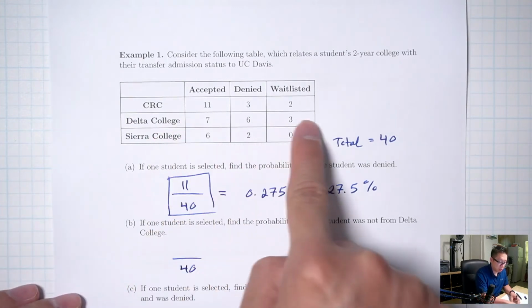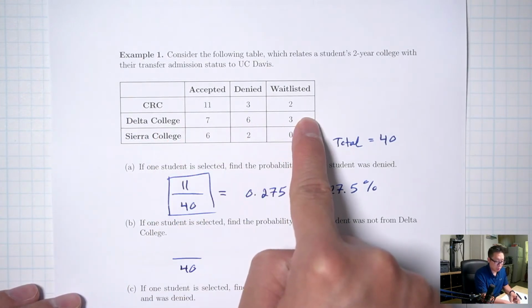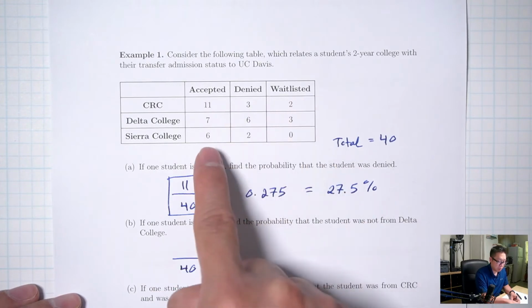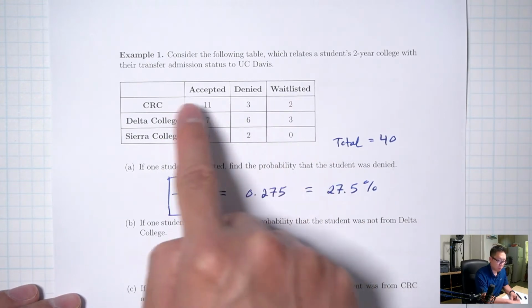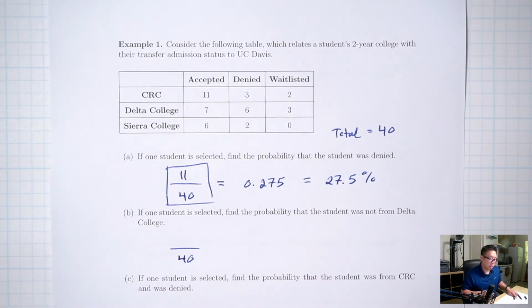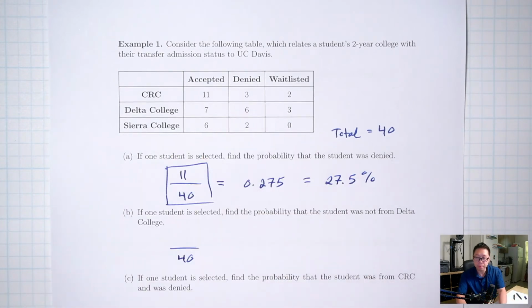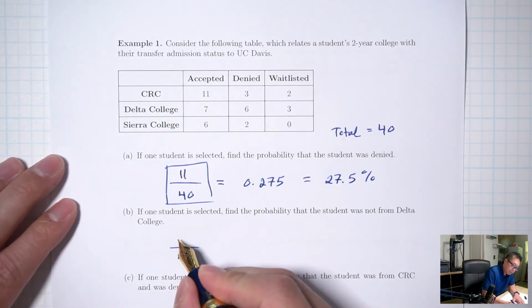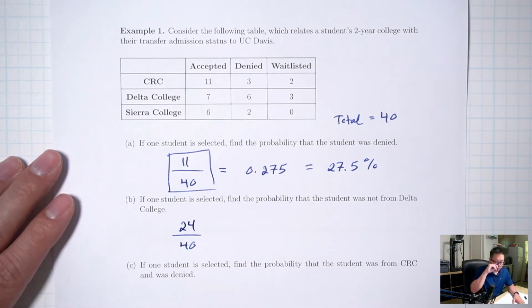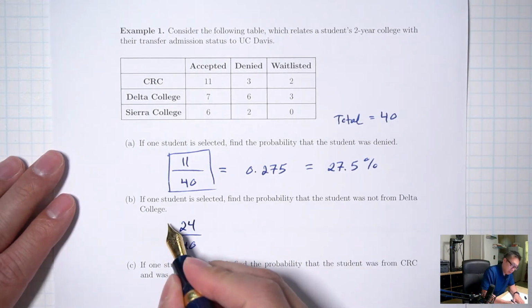Here are the Delta College students. So not Delta College would be the top row together with the bottom row. Top row together with the bottom row: 11 plus 3 plus 2, plus the bottom row 6 plus 2 plus 0. That's 24. I'm not even going to bother with the decimal or the percent, just a fraction.